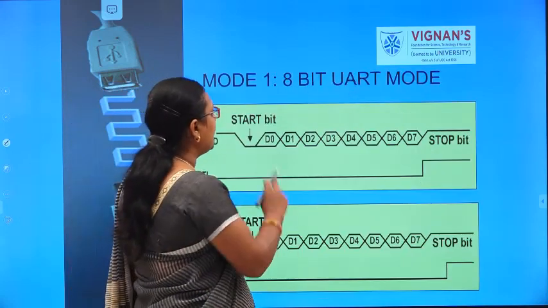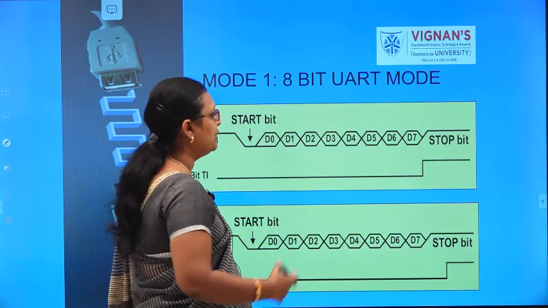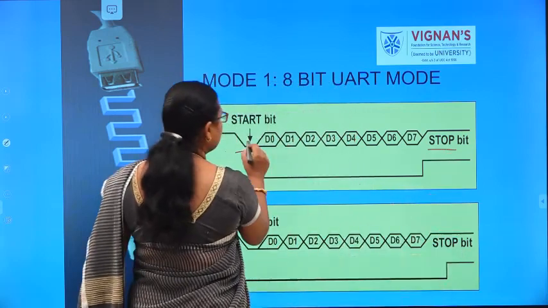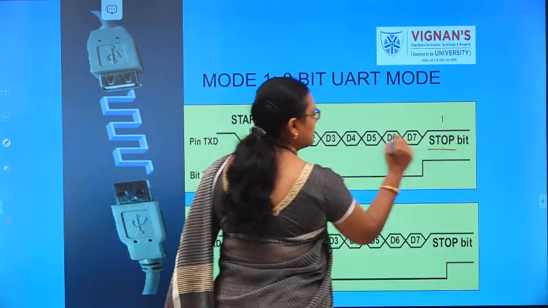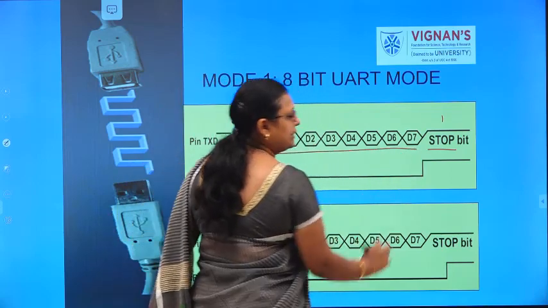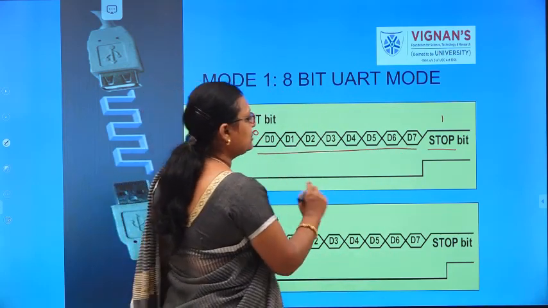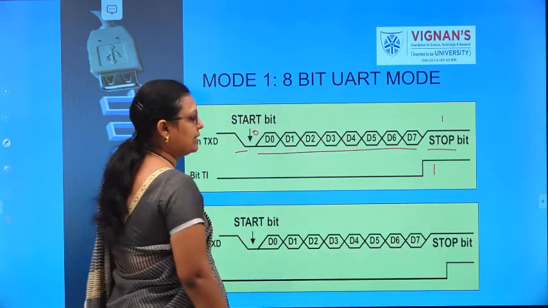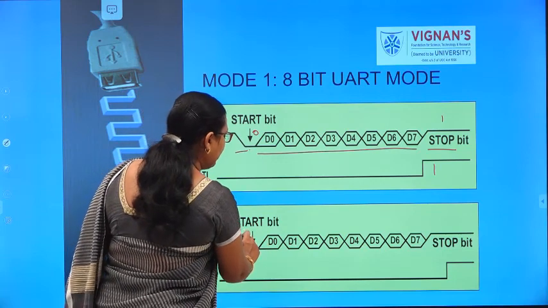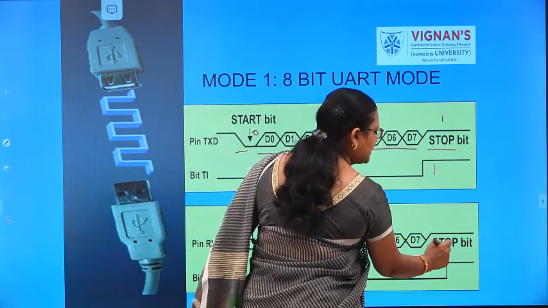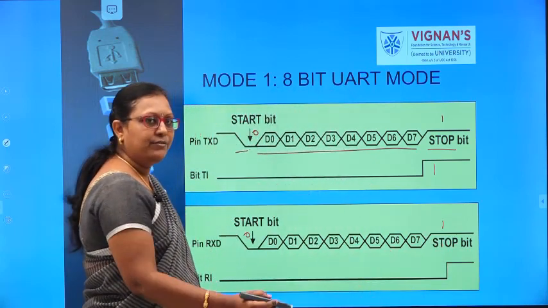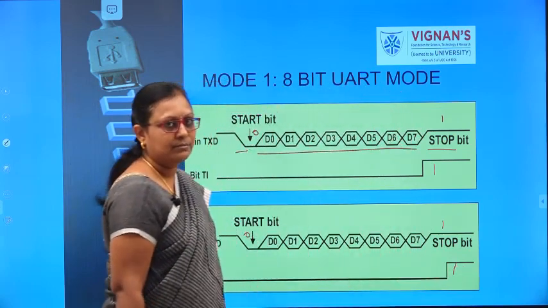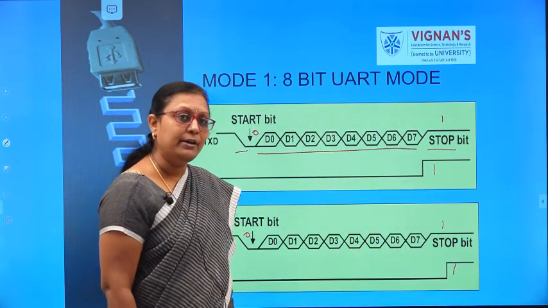Next we come to the 8-bit UART mode. Since it is 8-bit UART mode, it will have one start bit with a low signal and one stop bit with a logic high signal, and 8 bits of data will be transmitted. After the successful transmission, your transmit interrupt flag will be set to 1. This is the transmission part. In the reception part, the start bit is received, the following 8 data bits are received, and the stop bit is received. After the data is received properly, your receive interrupt will be set to 1. So this is all about the 8-bit UART mode.